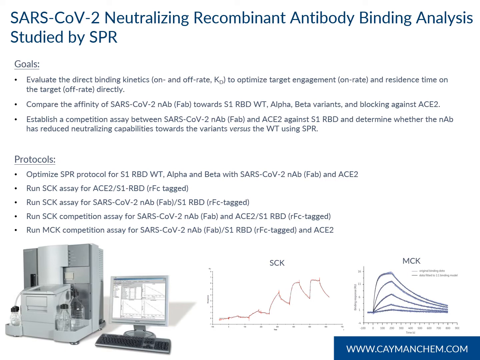We needed to optimize SPR protocol for S1 RBD wild type, alpha and beta variants with SARS-CoV-2 neutralizing antibody, Fab region, and ACE2, running single cycle kinetics assay for ACE2 to S1 RBD, single cycle kinetic assay for SARS-CoV-2 neutralizing antibody, Fab region to S1 RBD, running single cycle kinetic competition assay for SARS-CoV-2 neutralizing antibody and ACE2 to S1 RBD, and lastly, multi-cycle kinetic competition assay for SARS-CoV-2 neutralizing antibody, Fab region, and ACE2 to S1 RBD.